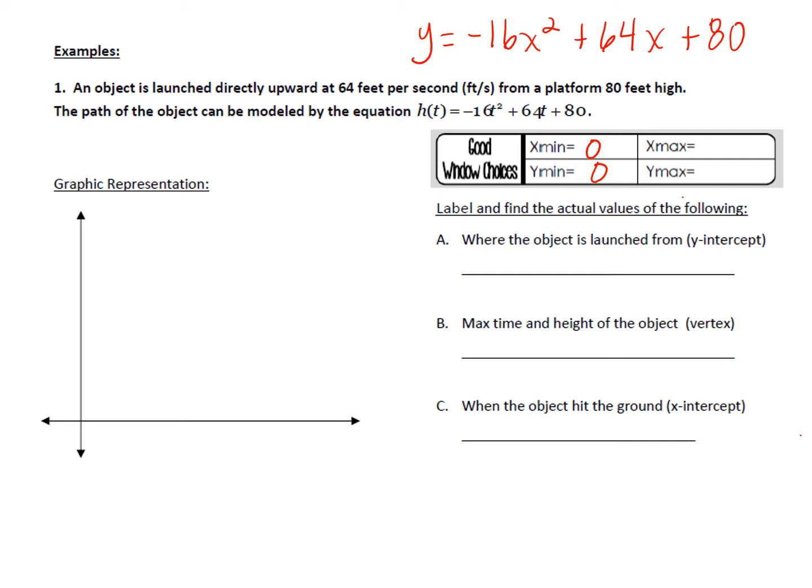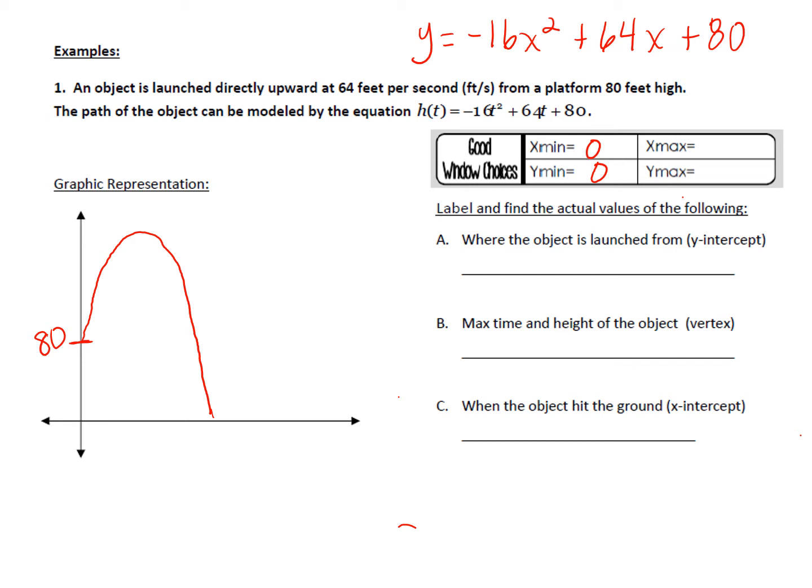So it's asking us to label and find the actual values. I don't think these are in the same order as the previous one, but it's asking us where the object is launched from, the y-intercept, the max time and height of the object, which is found using your vertex, and when the object hit the ground, your x-intercept. So what I'm going to do on this first slide is just do a quick sketch. We know that it's launched from an initial height of 80 feet. And so I can come here on my graph and say that this is 80. And then I know it's going to be a parabola, so it's going to go up and come back down. I don't know how long it's going to take.